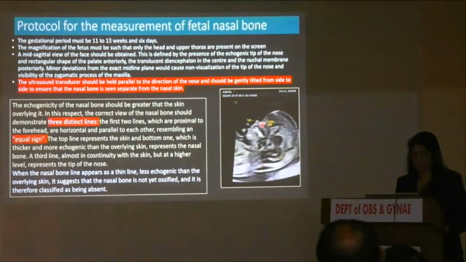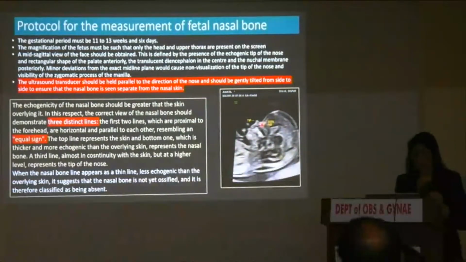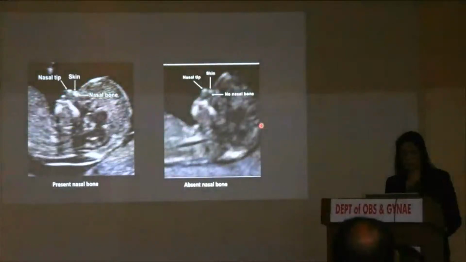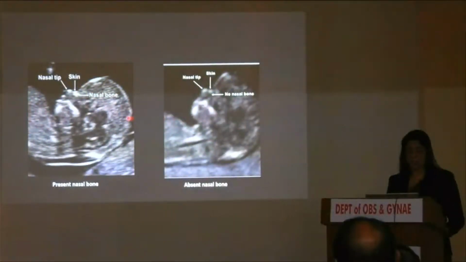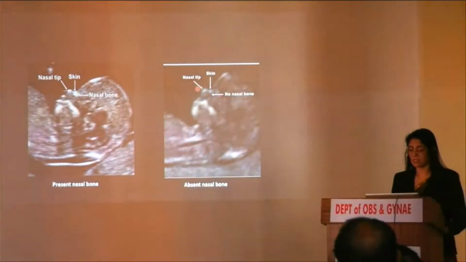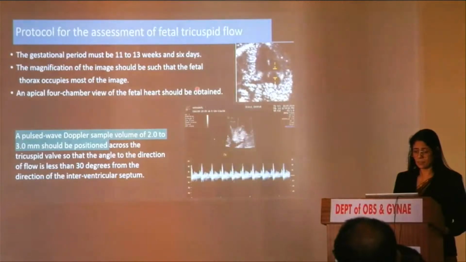So when do we say that it is non-ossified or hypoplastic? When the nasal bone just appears as a very thin line. So this is a case where the nasal bone was present in this normal one, but out here we see that there was no nasal bone and only the skin and the tip of the nose were seen.